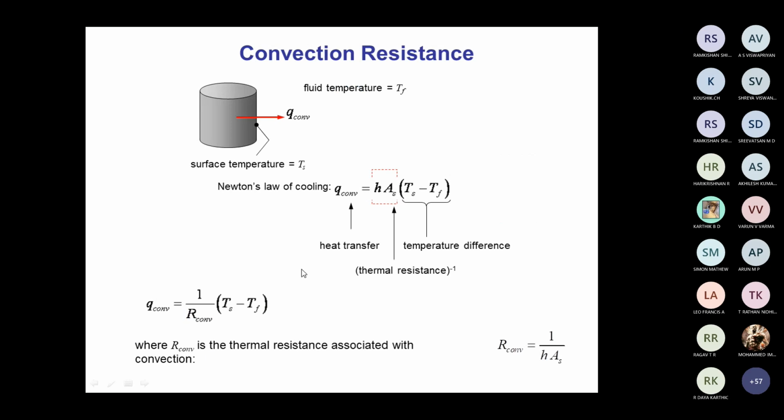Again, in case of convection, we write Q equal to hA delta T, or delta T divided by 1 by hA. That 1 by hA is nothing but the convective thermal resistance. All of you are able to understand this?